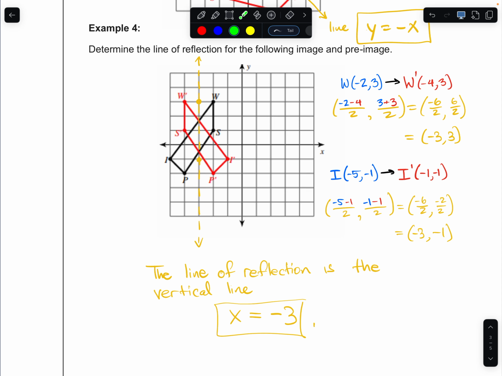And vertical lines aren't in y equals mx plus b form because their slope is undefined. Vertical lines are just x equals a constant. So our line of reflection is x equals -3.